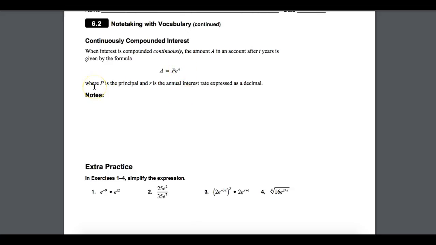Just like our compound interest formula, P is the principal, and r is the annual interest rate expressed as a decimal. Notice we don't have anything like 1 plus r over n, because we're compounding continuously. We're using our natural base e times our continual interest rate times the total number of years we're calculating this over. So this is our general formula: A equals P, our initial amount, times e to the rt power.